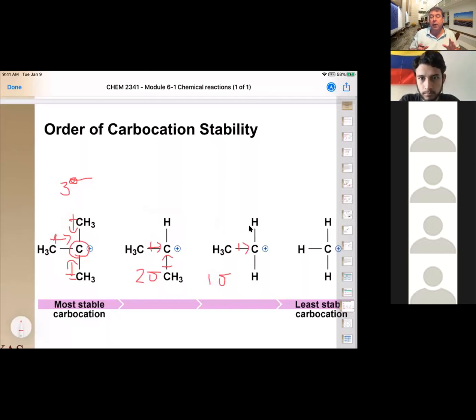You can spread that positive charge out a little bit, so it's less of a positive charge because you have a little bit being donated from 3 carbons. You have a little bit more of a positive charge when only 2 carbons are donating. And then when we get to our methyl here, that's the least stable of all. And again, we hardly ever see that happen in our reactions.